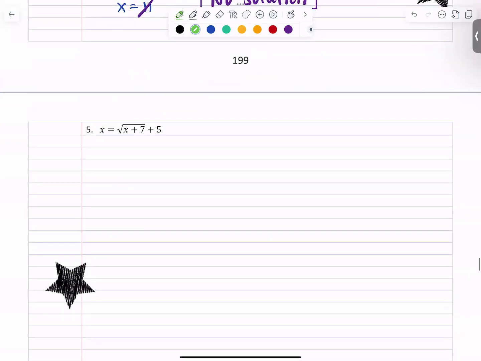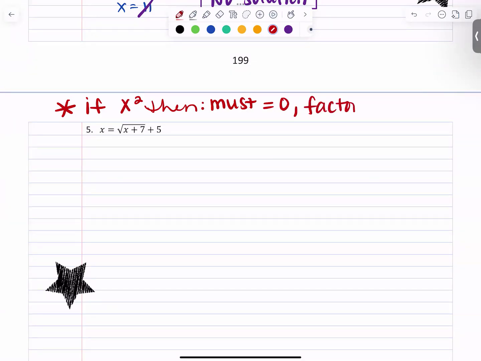This is the kind that's different. So we need to put a warning kind of on the top, because if at any time in your solving you end up with x squared somewhere, then you must set it equal to 0. These are the things that you got to do. Set it equal to 0, factor, and then get 2 answers. That's the ones we had before when you're finding the roots. Okay, so those are your steps.